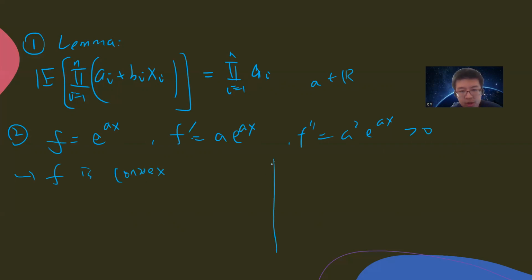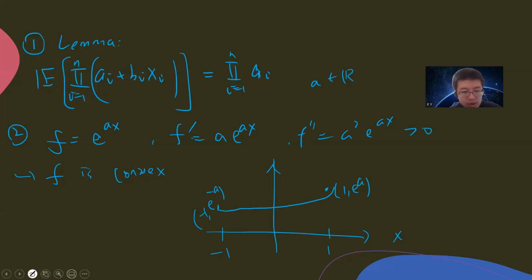Okay, so if you draw a picture, let's say this is x, and 1 and minus 1. This point will be 1, exponential a. This point will be negative 1, exponential negative a. If you draw the curve, it looks the same, right? And then if you draw a line, it goes like this. So here we need to use the black: this black line is greater or equal to the blue line.